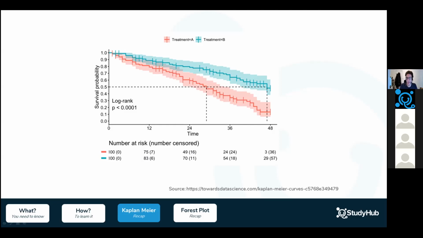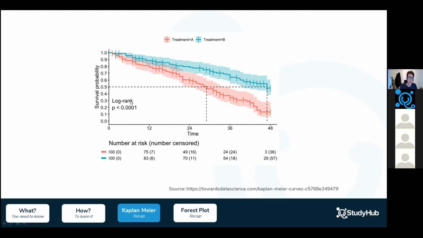So just think of it as people dropping out of the study, and that's what the censored number in the brackets here means. And obviously at the various time points. So I guess here they're measured at 12, 24, 36, and 48 months.